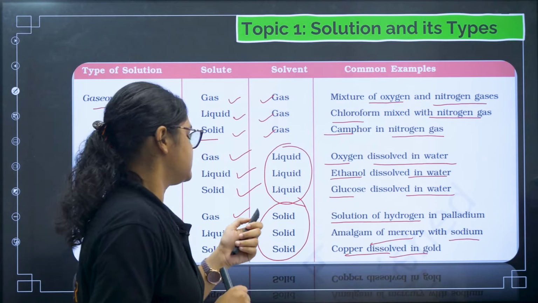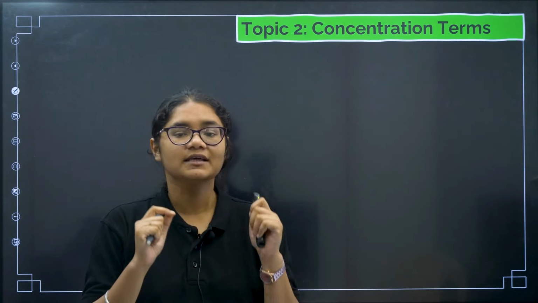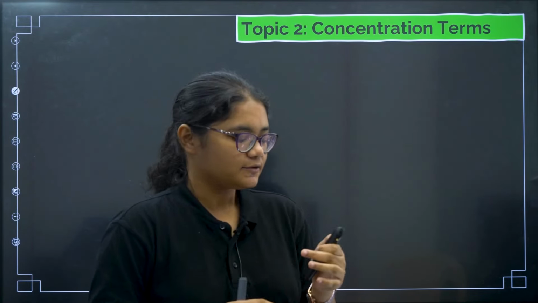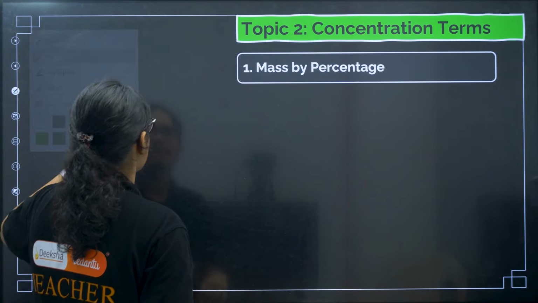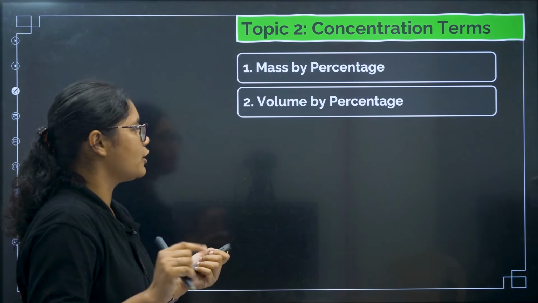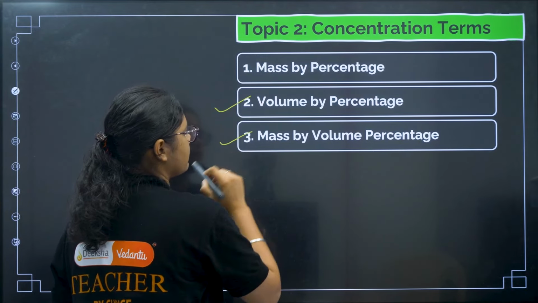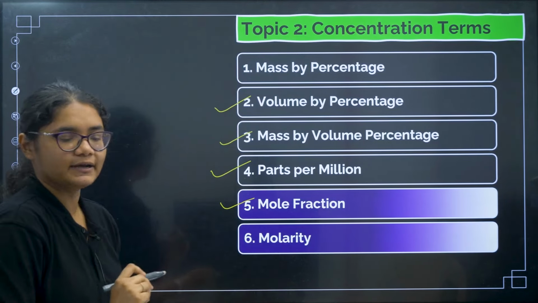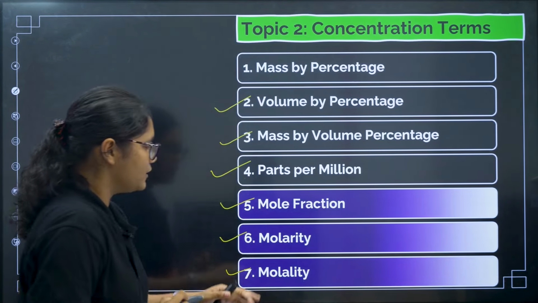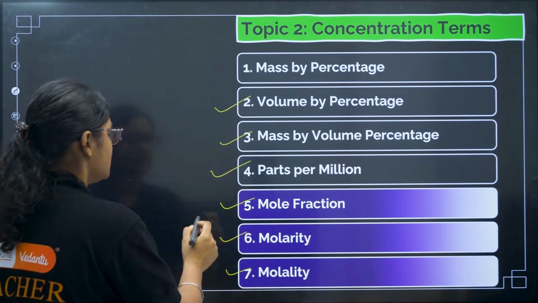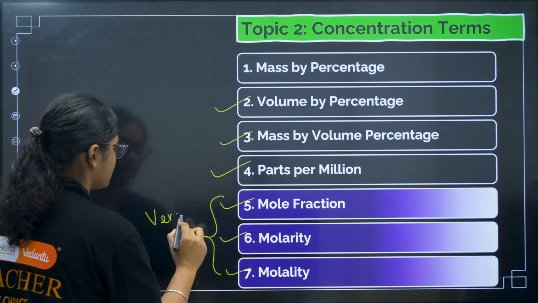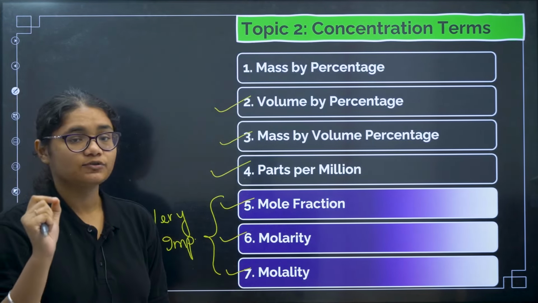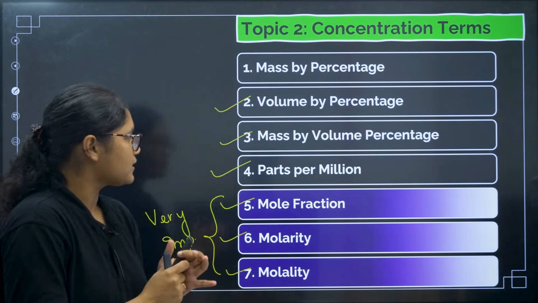Now let us move to the second term, which is very, very important, concentration terms. In our chapter we have 7 concentration terms. First is mass by mass percentage. Second, volume by volume percentage. Third, mass by volume percentage. Fourth, parts per million. Fifth, mole fraction. Sixth, molarity. And seventh is molality. Now why have I highlighted these 3? Because these 3 are very important. Many numericals are asked from these 3 types of concentration terms.